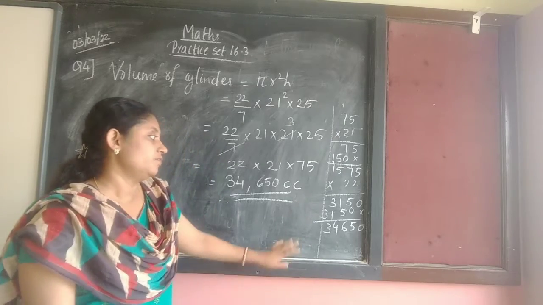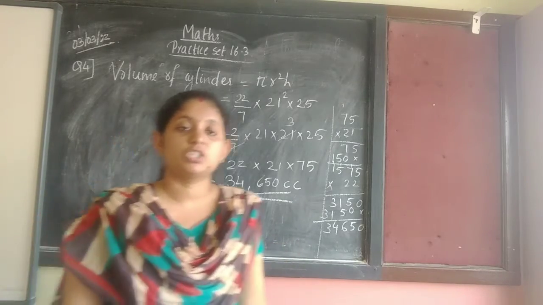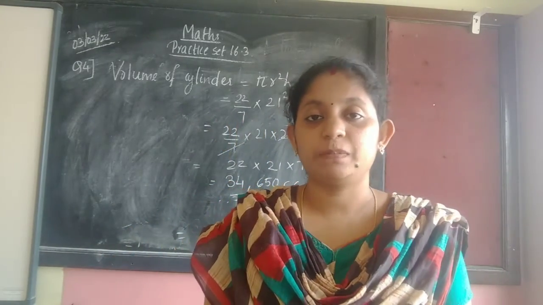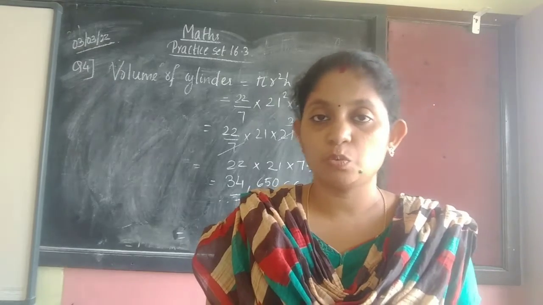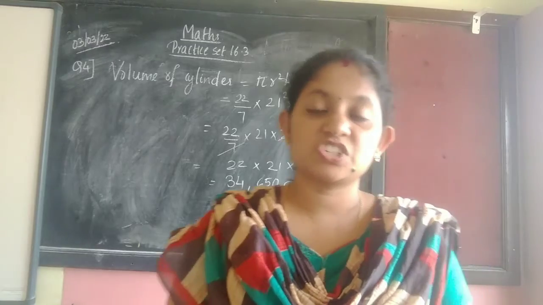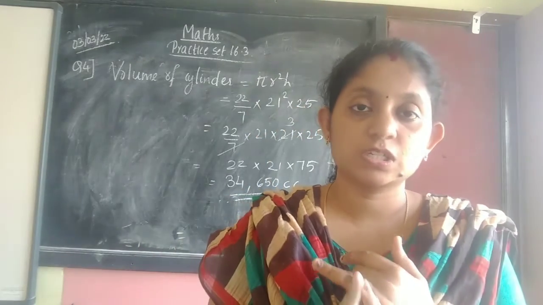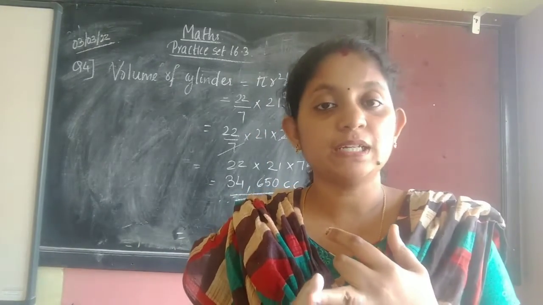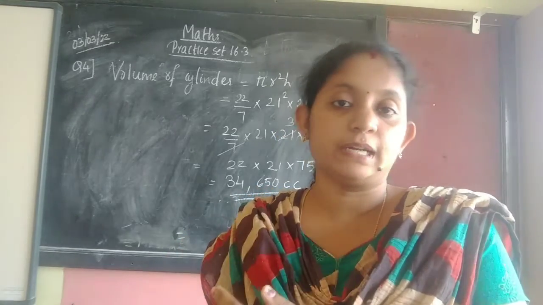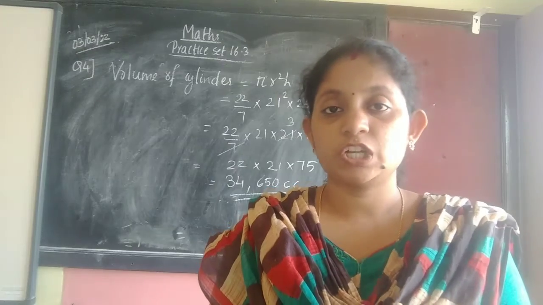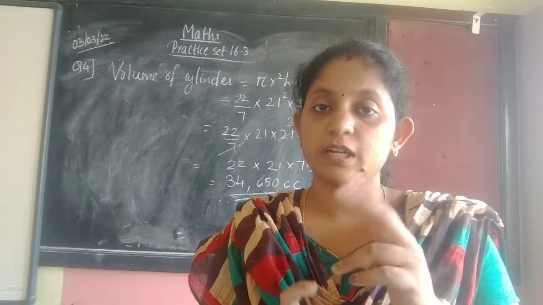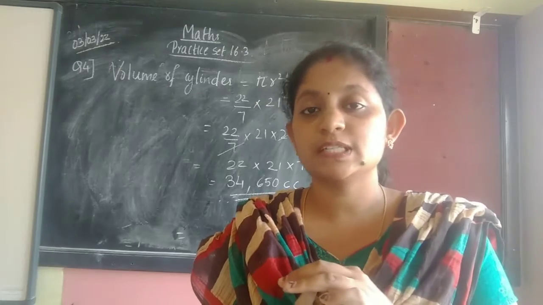Okay. With this, we have finished our practice set 16.3 and we have finished chapter number 16, surface area and volume. So here students, what did we discuss in this chapter? About three-dimensional figures. What is the volume of cube? It is L cube. What is the volume of cuboid? Length into breadth into height. Then we discussed another shape, cylinder. Curved surface area of cylinder, it includes curved surface area and total surface area.